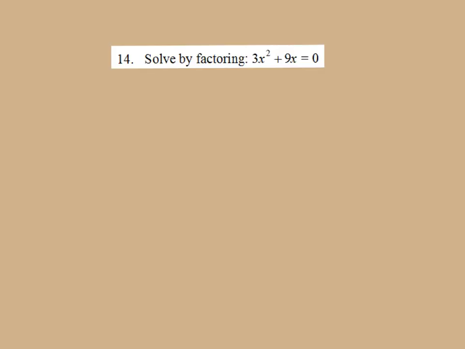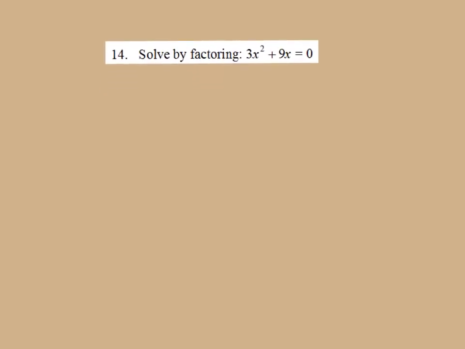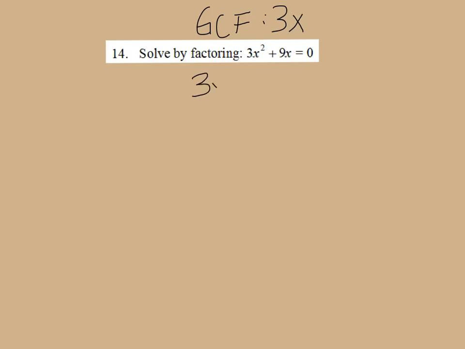Here's another solve by factoring. It's a binomial, but it's not difference of squares. Now remember though, the very, very first thing that you should always check for is a GCF. And I do have one here. My GCF is 3, and they both have an x that they can give me, 3x. Both 3 and 9 are divisible by 3, and they both have an x that they can give me, so I'm going to take that away. So my GCF is 3x.